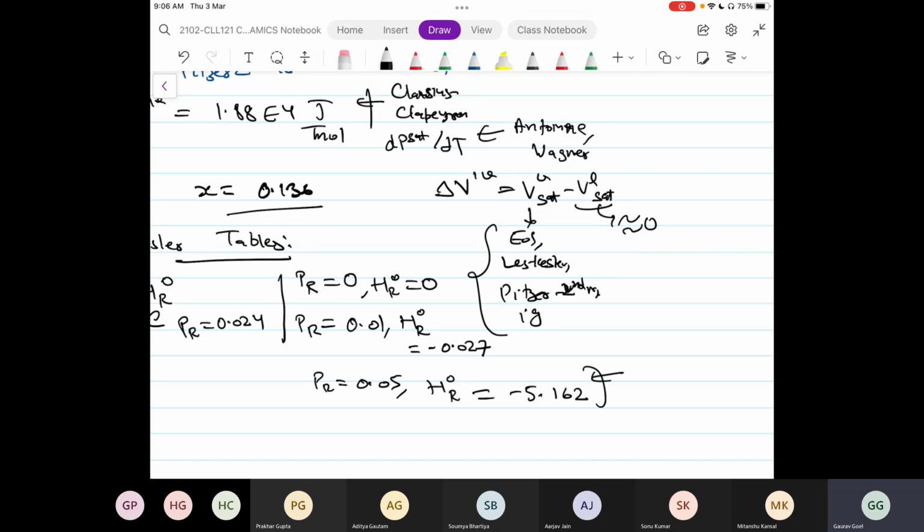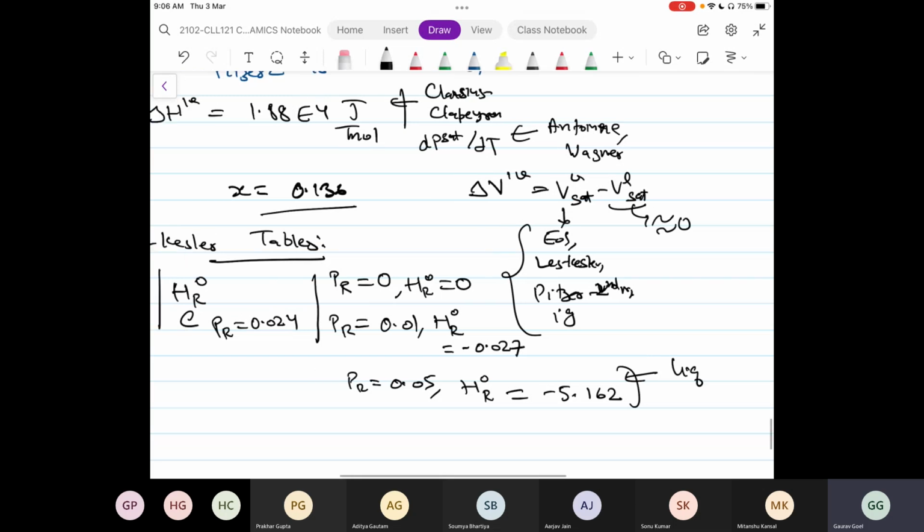And the reason this value shot up is that this corresponds to a liquid phase. The liquid enthalpies will be much larger in magnitude. So even though we are saying Lee-Kesler are not very accurate for liquids, the tables are giving you values of both vapor and liquid. It is up to you to use the value you need. All right. So now at this condition with this 0.05, it is minus 5.162. And PR equal to 0.024 corresponds to a vapor state.